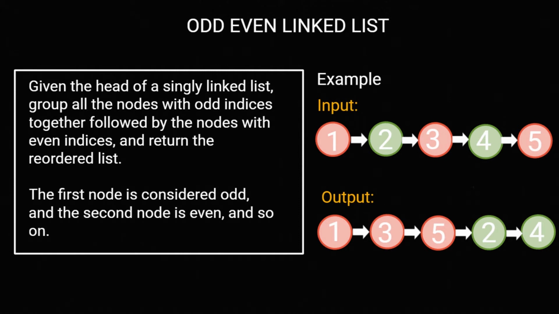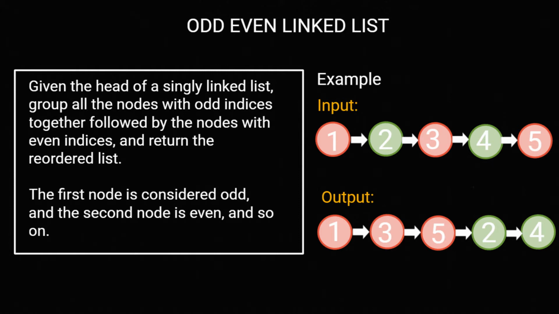So the question says, given the head of a singly linked list, group all the nodes with odd indices together, followed by the nodes with even indices, and return the reordered list. The first node is considered odd, the second node is even, and so on. So this question gives you a linked list with odd and even indices, and you should group all the odd indices together and even indices together and connect the two groups so the odd indices come before the even indices.